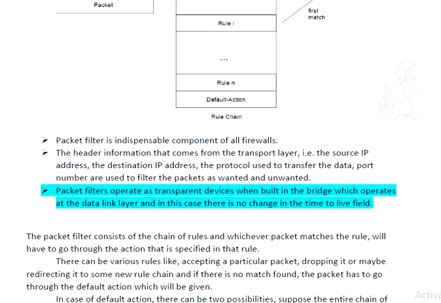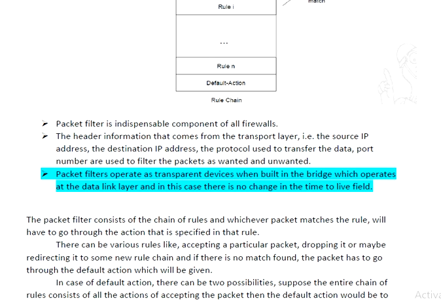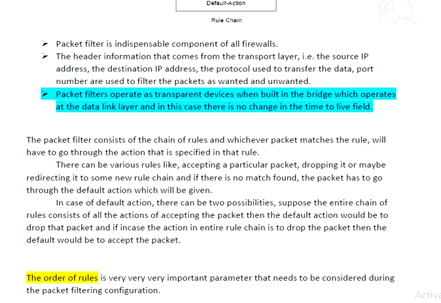Based on these rules, the packet filters allow the packet or discard the unwanted packet. A packet filter also operates as a transparent device when it is built in a bridge, which operates at the data link layer. In that case, there is no change in the time to live field. You know the TTL value, which is in the network layer IP header.